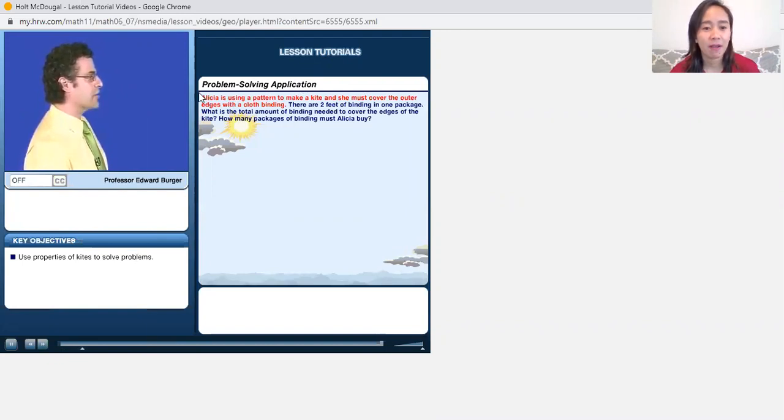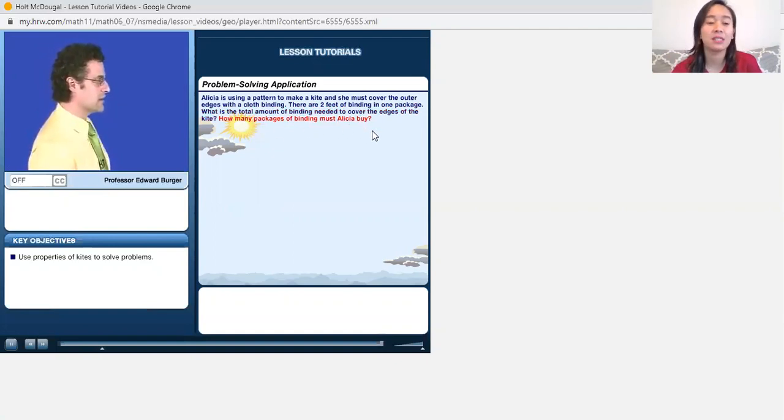So for example, we have this word problem. Alicia is using a pattern to make a kite, and she must cover the outer edges with cloth binding. Now, there are 2 feet of binding in one package. Then what is the total amount of binding needed to cover the edges of the kite? And how many packages of binding must Alicia buy?